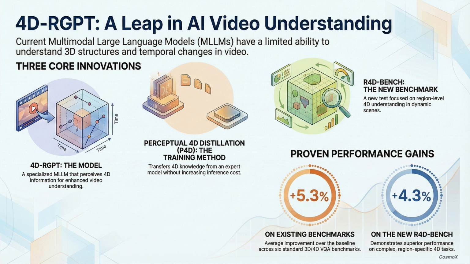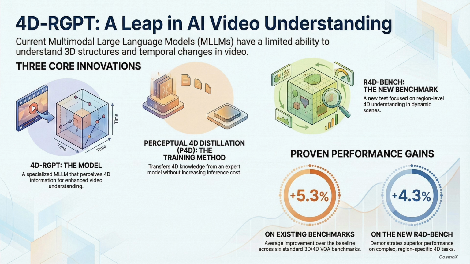And that's the perfect context to start with because, if you look at these big multimodal LLMs, they're brilliant with text and static images, just brilliant. But the moment you give them a dynamic video, they kind of struggle with what the paper calls weak 4D perception. They just don't have that simultaneous grasp of space and time. They can't track things properly. Exactly, and that's the specific gap that 4D-RGPT is designed to fill.